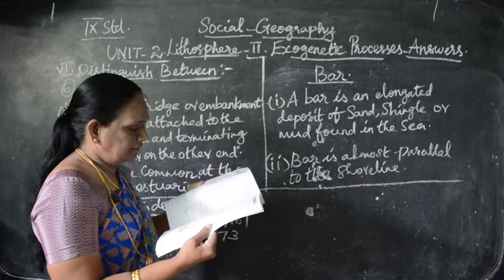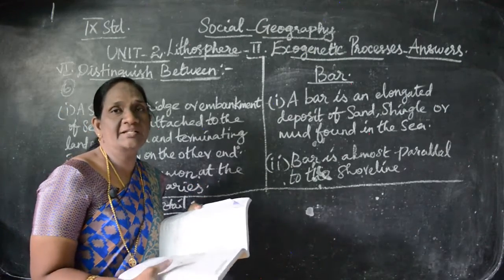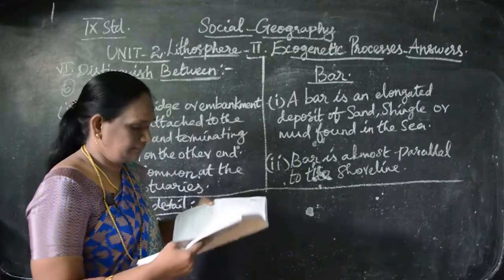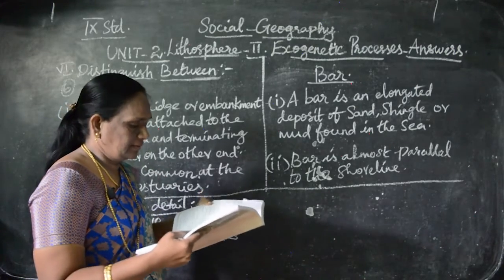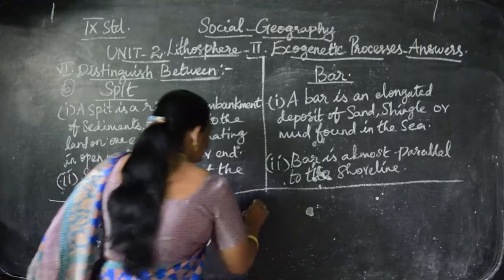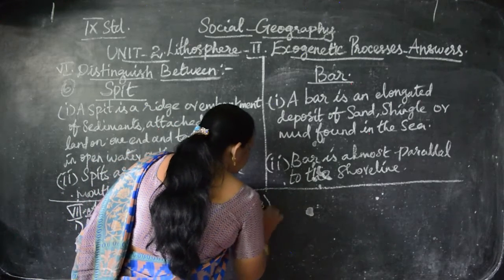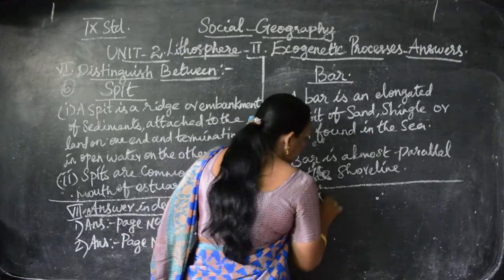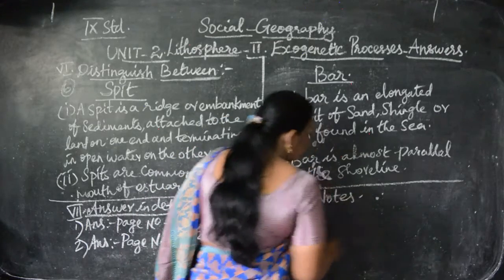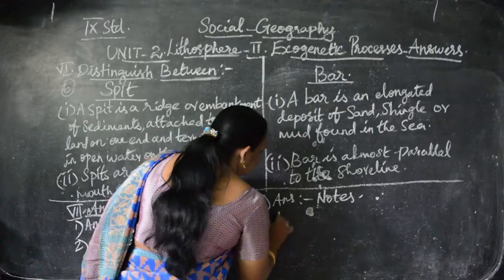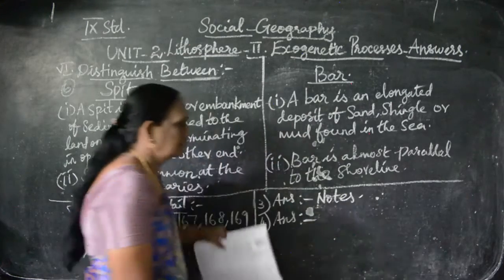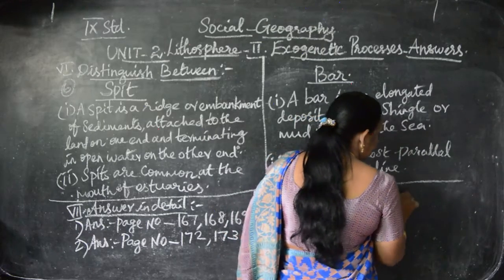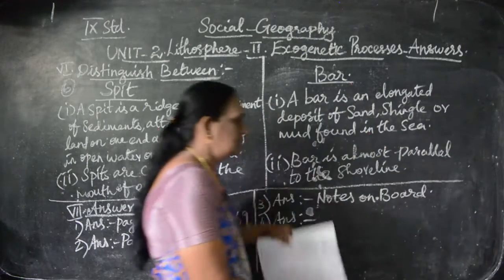And the third one: what is a glacier? Explain its types. I'll give you the notes. Understand? Notes I'll give you. Third one, third paragraph answer, notes போட்டுக்கோங்க. I'll write it on the board. Understand? Notes on board. You write. Then it will be easy for you to see.